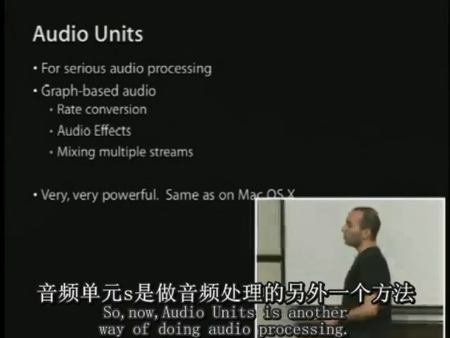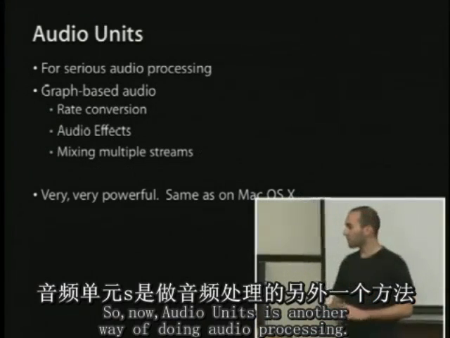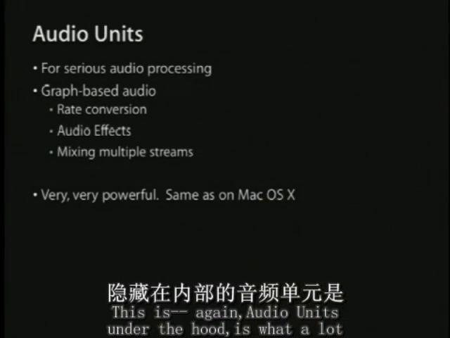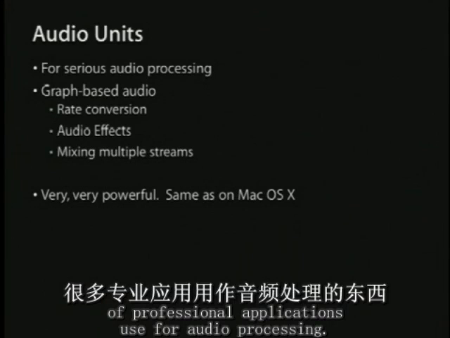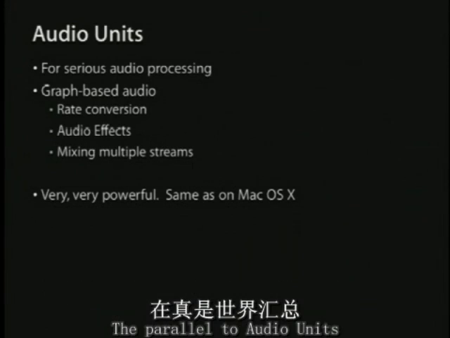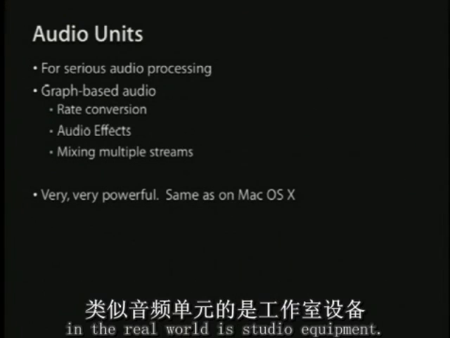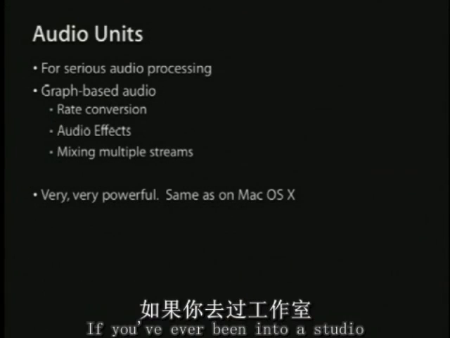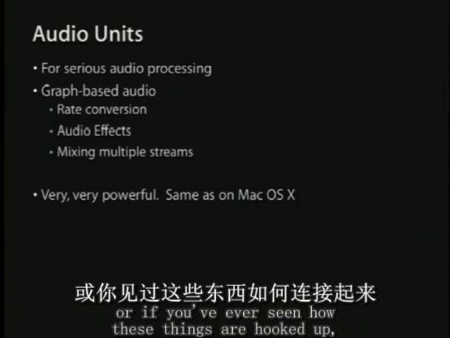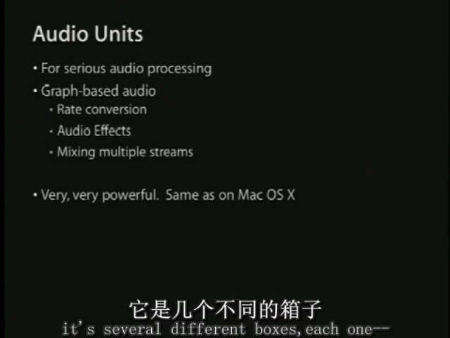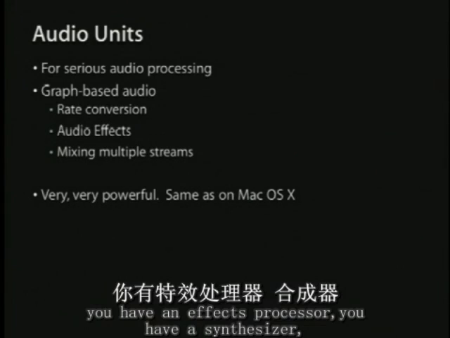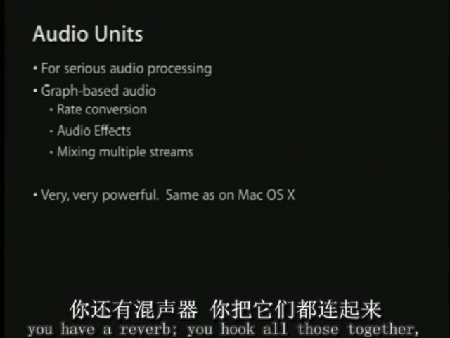Now audio units is another way of doing audio processing. Audio units under the hood is what a lot of studios and professional applications use for audio processing. The parallel to audio units in the real world is studio equipment, right? Music equipment. If you've ever been into a studio or seen how these things are hooked up, it's several different boxes. Each one is, like, an effects processor, a synthesizer, a reverb.